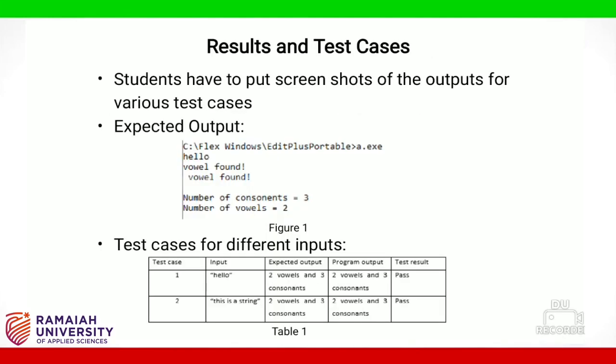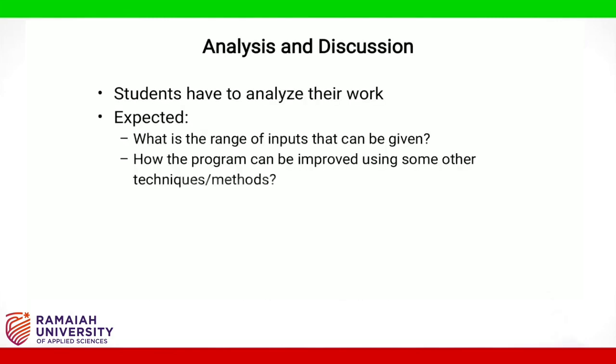In results and test cases, students have to put screenshots of the outputs for various test cases. A sample of the expected output is shown in Figure 1, and the test cases for different inputs are presented in Table 1. In analysis and discussion, students have to analyze their work mostly in terms of what is the range of inputs that can be given, how the program can be improved using some other techniques or methods.